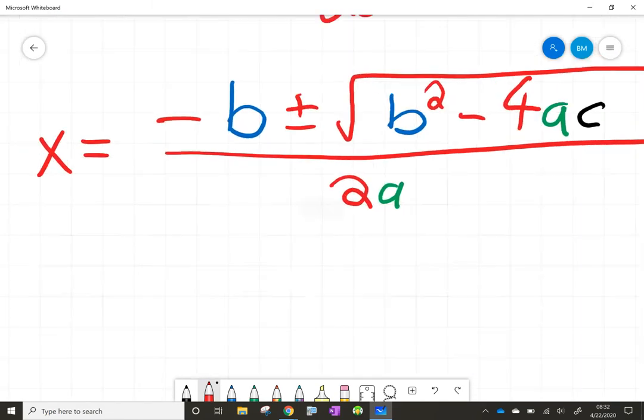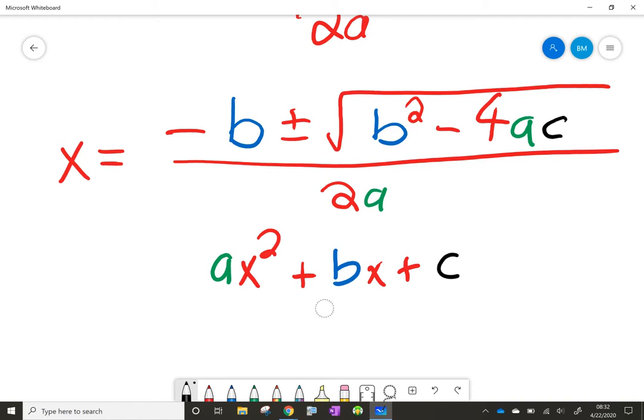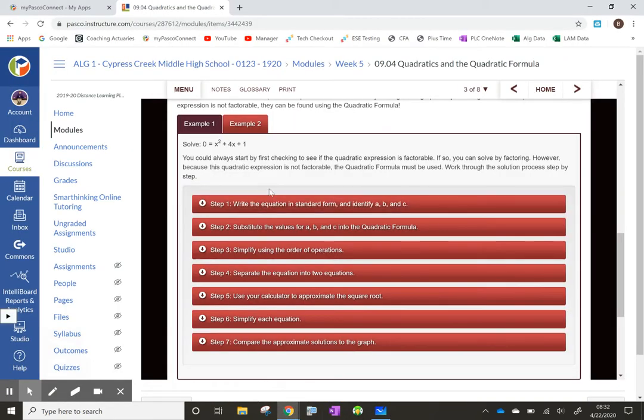So how does this formula work? Well, you need to take a quadratic. Now, a quadratic will be written as ax squared plus bx plus c. Let's use the colors to match it here. So the a, the b, the c are the coefficients, or those numbers in a quadratic. So in our example, we have 0 equals x squared plus 4x plus 1.